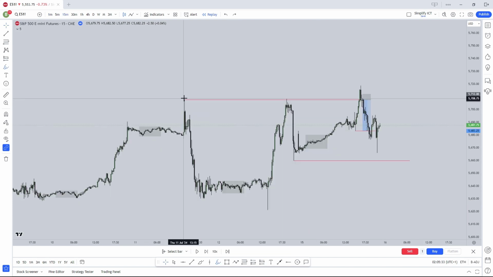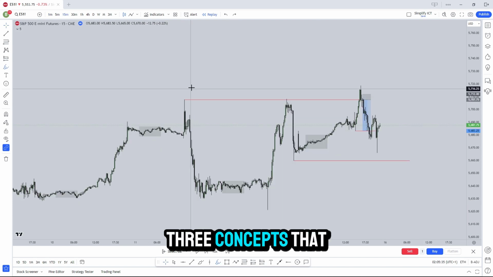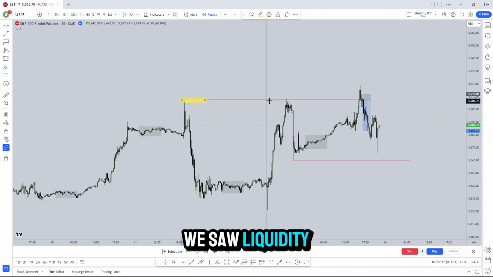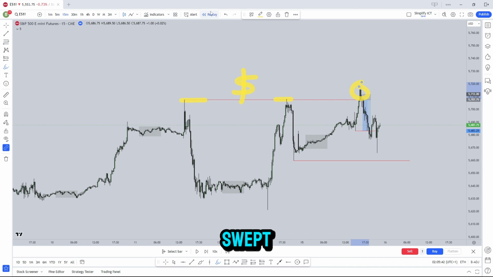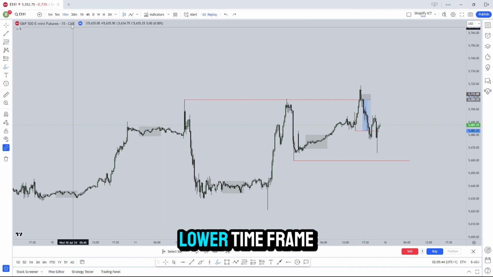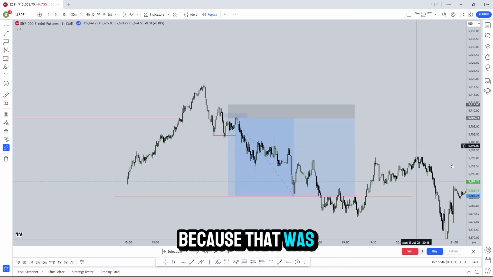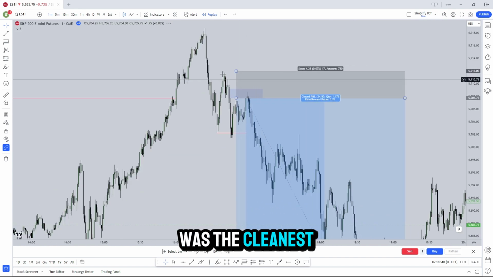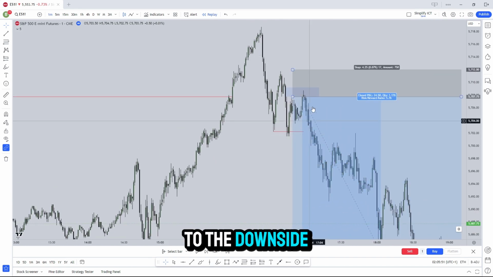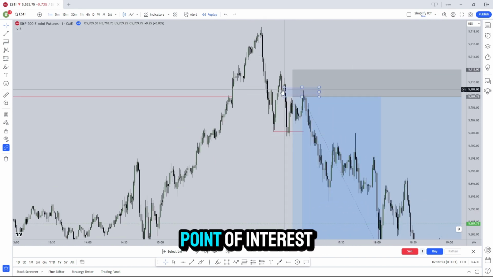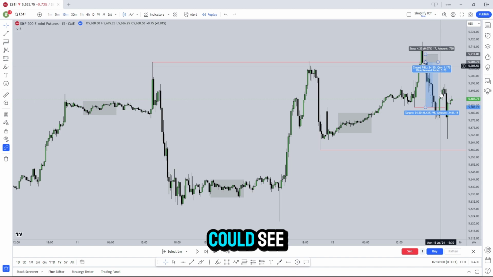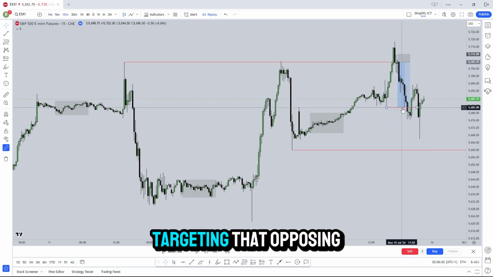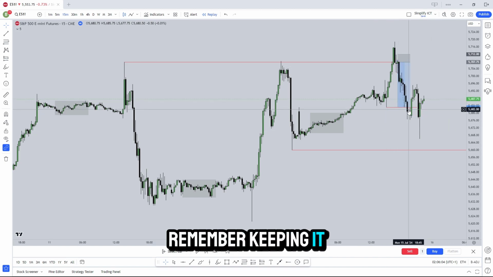So again, reviewing the trade, looking at the 3 concepts that we used for this trade, we saw liquidity, a buildup of liquidity resting above these all-time highs, which price had swept. We then saw displacement on the lower time frame, the 1-minute time frame, because that was where order flow was the cleanest. We saw lots of displacement to the downside, and we also saw a very valid point of interest to enter off. We also saw our narrative overall on the higher time frame, which made sense. We see a sweep of liquidity, we see a reversal to the downside, targeting that opposing liquidity. Remember, keeping it very, very simple.